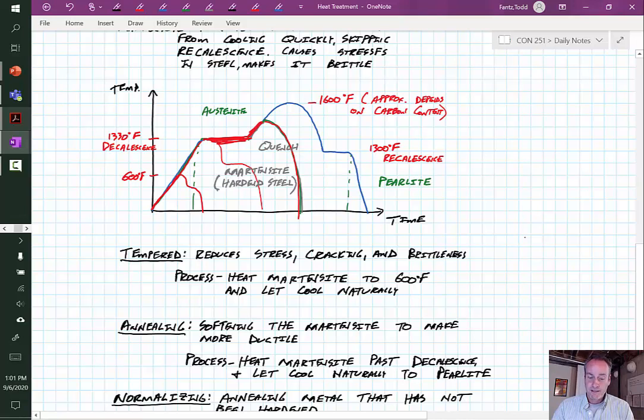Feel free to read the book. The chapter is very in-depth on heat treatment. It goes into much more on the molecular level and a little more detail. I tried to keep it somewhat simple just to get to the basics. Of course, this is all you'll be required for this class, but if you want more detail, feel free to hit up the book, and we hopefully will be able to do a lab that'll reinforce this heat treatment process as well. So that's what I have.